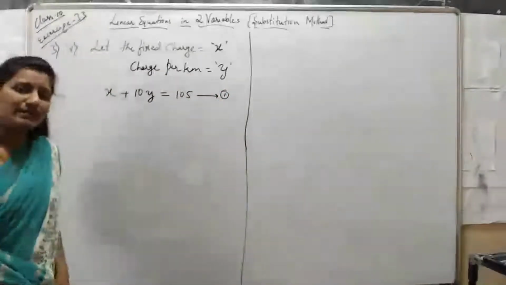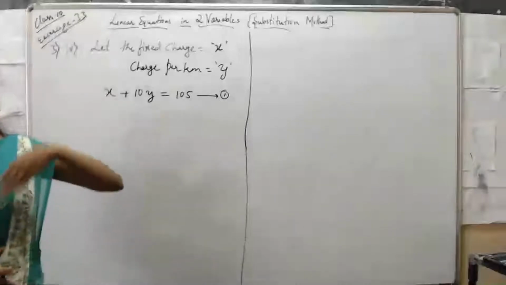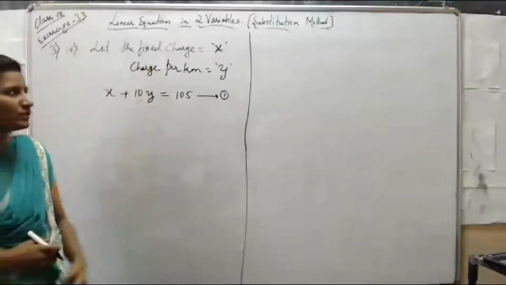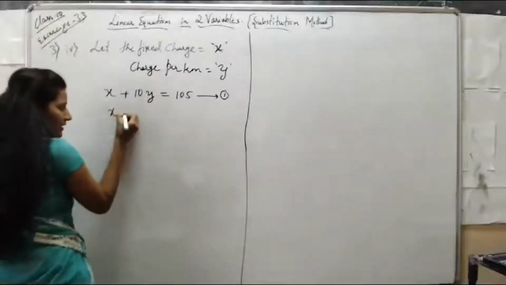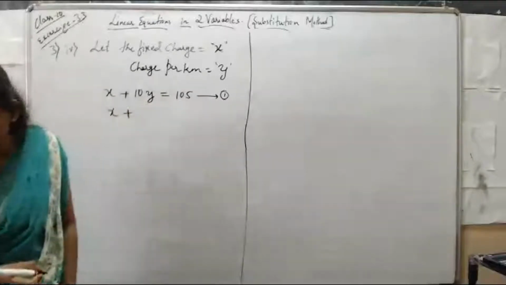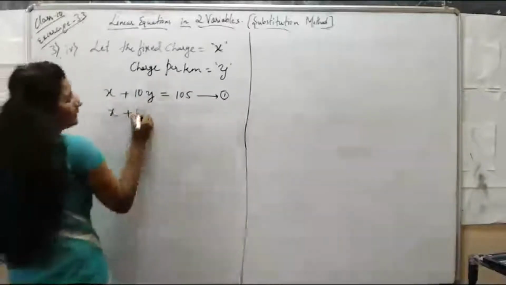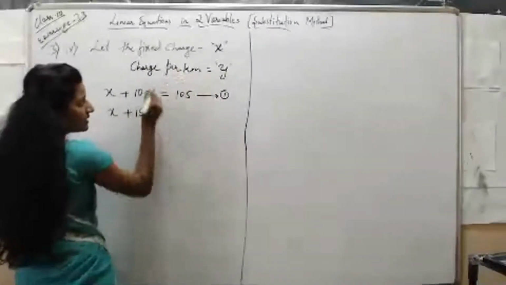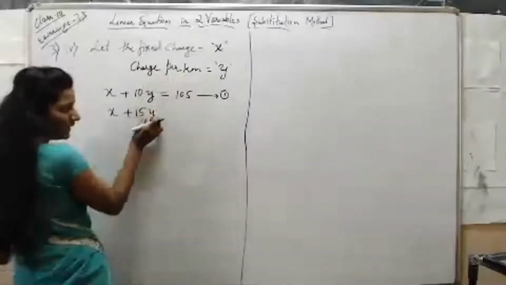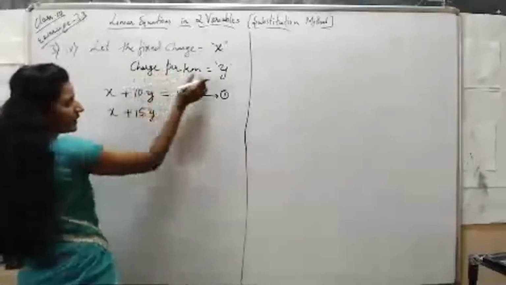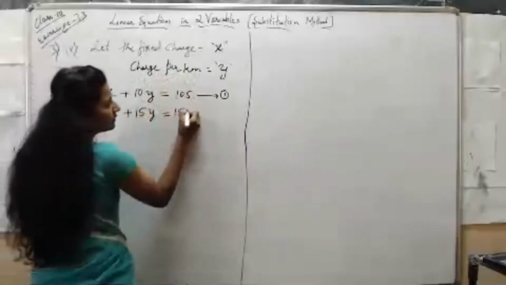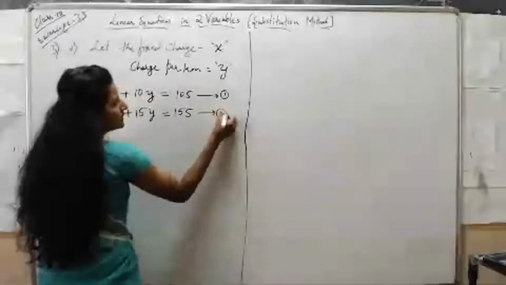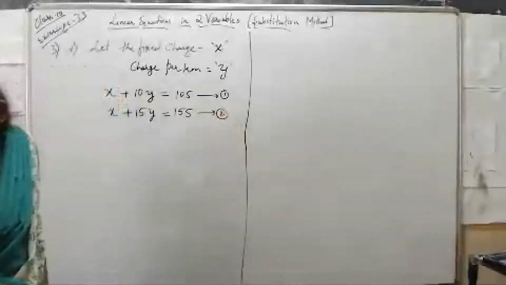And for another place, from here to Raichur, what has he done? He has a fixed charge, and he has traveled 15 kilometers with a varying charge per kilometer. He has taken 155 rupees.